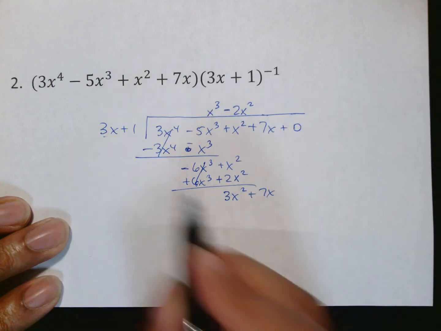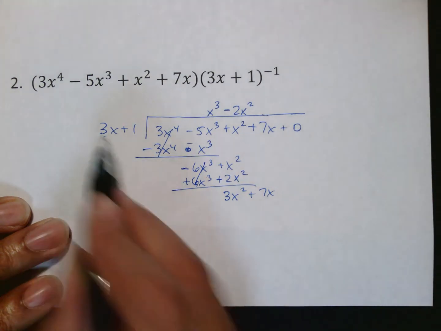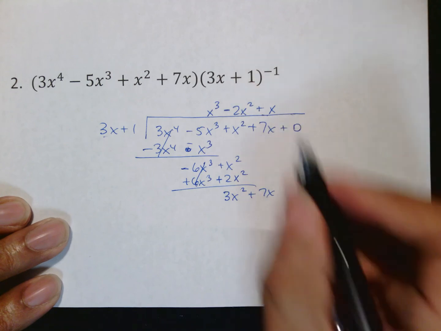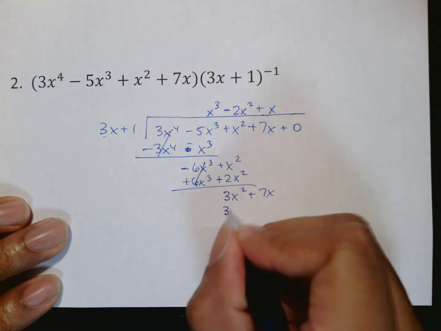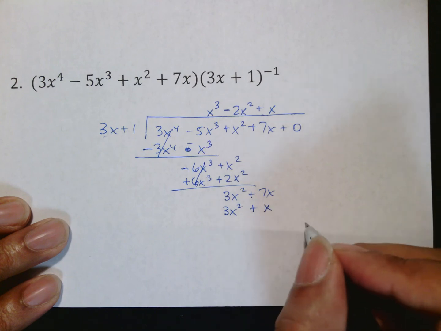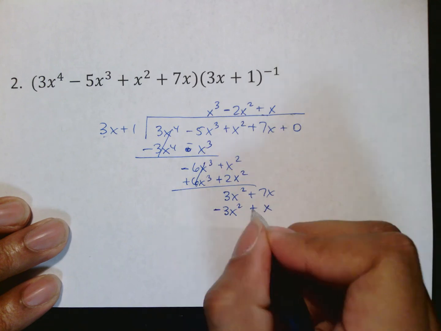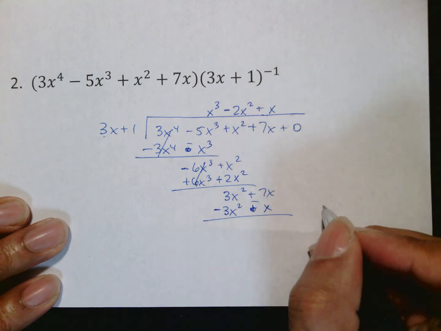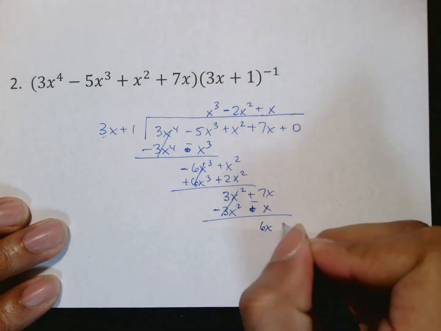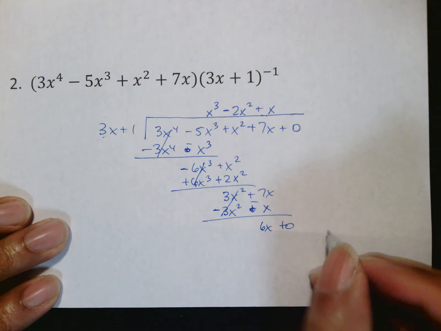And again, how do I make this match this? First off, the 3 is fine, the sign is fine, but it does need an x. And again, look at the pattern. Now you multiply. X times 3x is 3x squared. X times 1 is just x. Switch your signs. This goes away. 7x minus x is 6x plus 0.